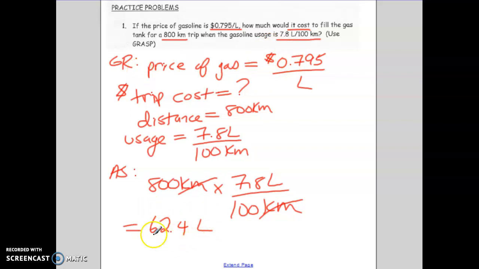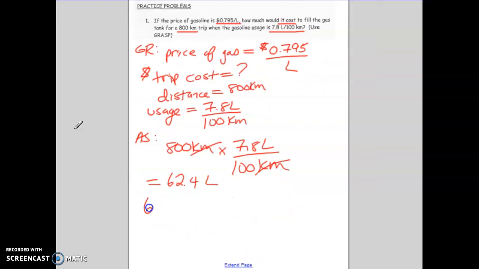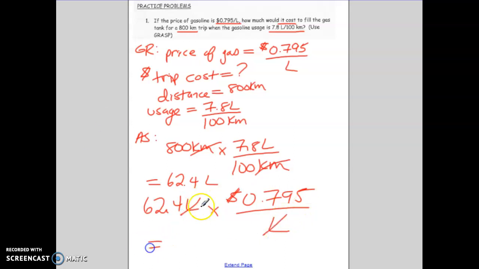So we are going to take our total amount of gas and multiply it by our cost for each liter of gas. So if we do 62.4 liters times $0.795 for every liter, notice liters and liters cancel out. So we end up with 62.4 times 0.795. That's going to give us $49.608. So this is going to be the total cost of the trip.